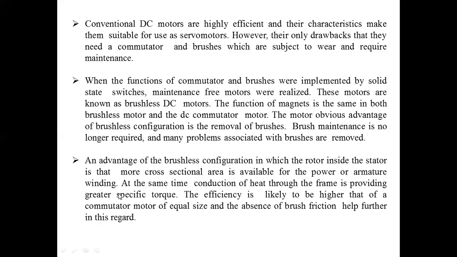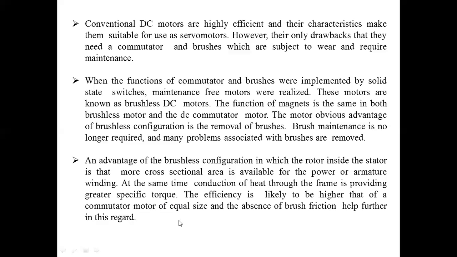At the same time, conduction of heat through the frame is providing greater specific torque. The efficiency is likely to be higher than that of a commutator motor of equal size, and the absence of brush friction helps further in this regard.